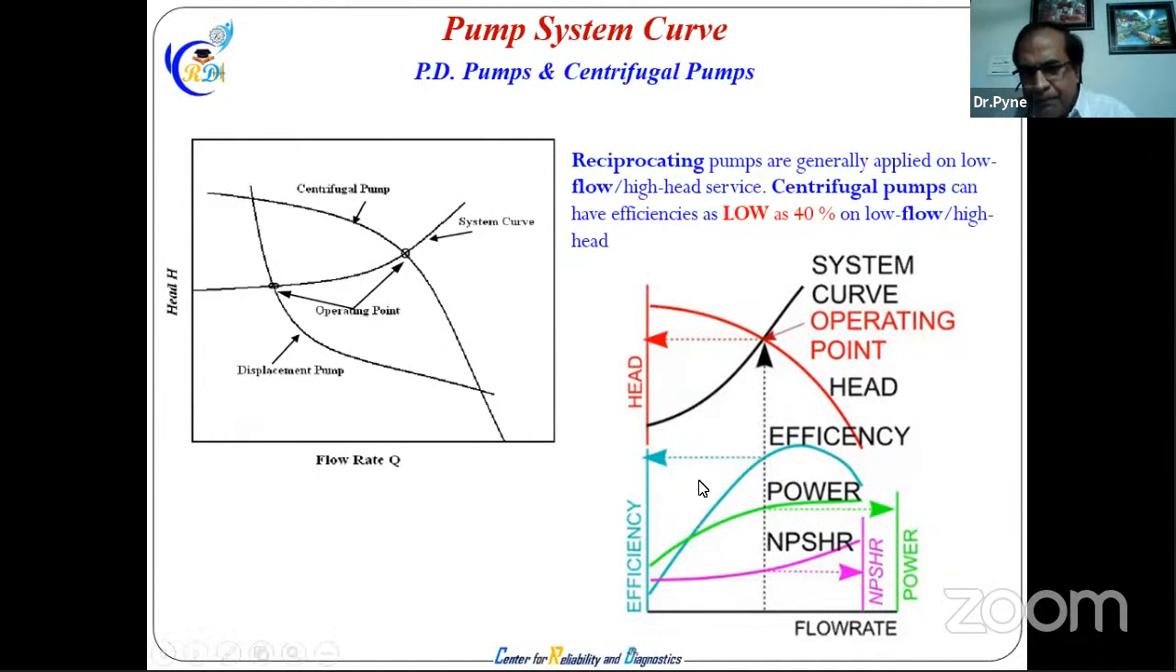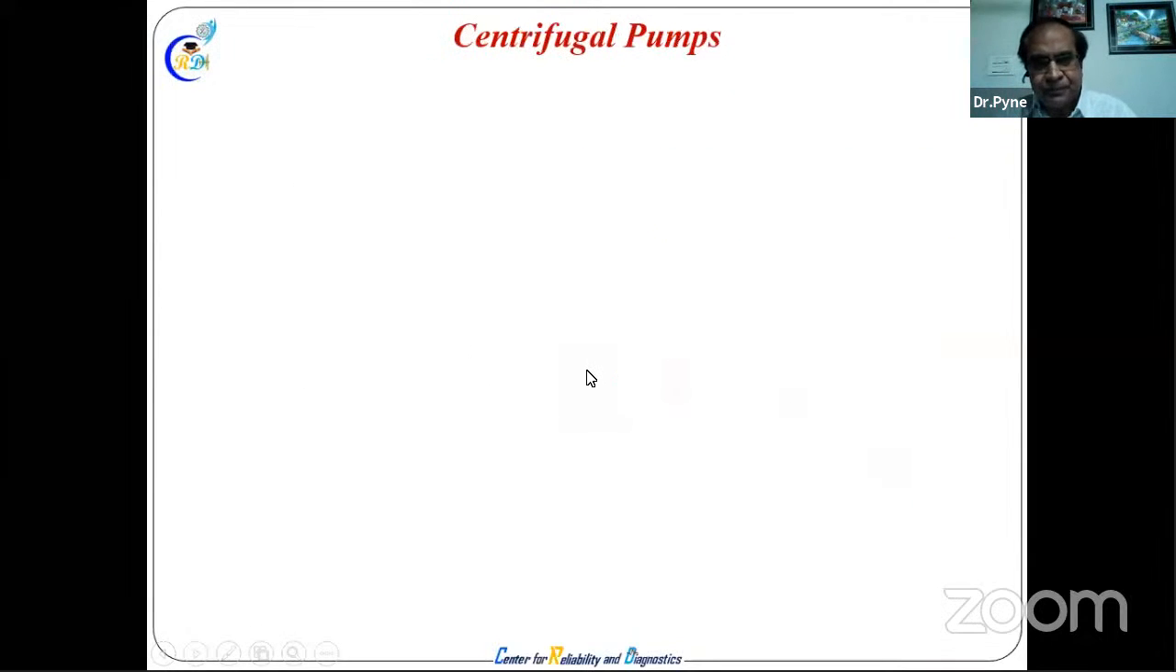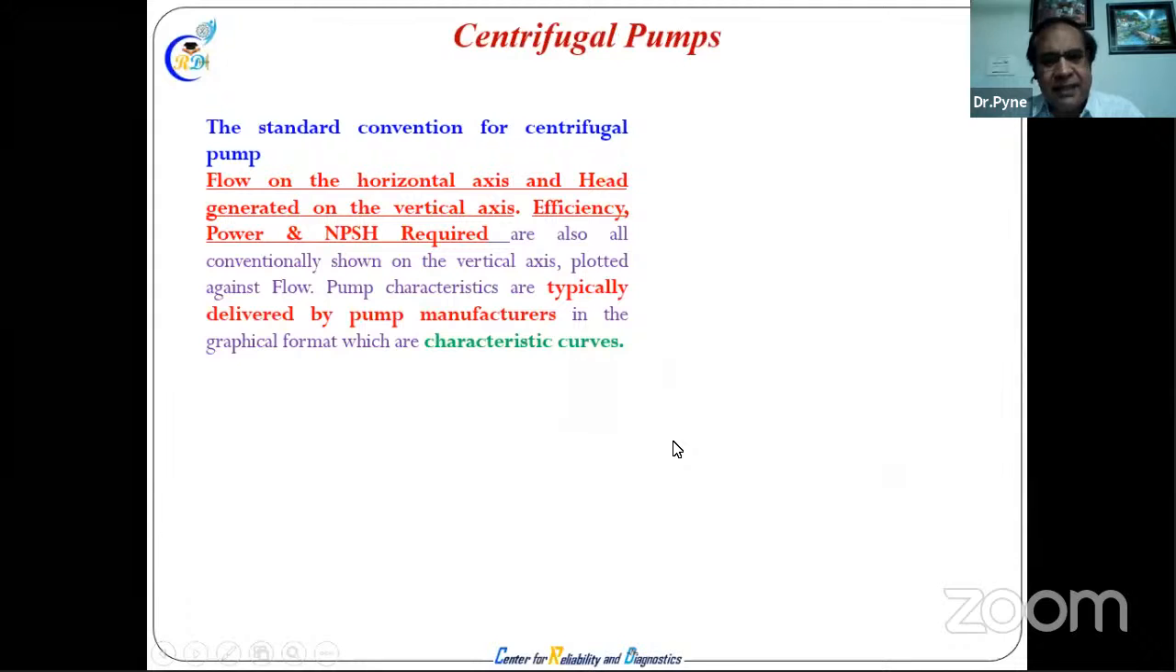So here you can see the efficiency point, the best efficiency point, somewhere where the HQ curve meets the system curve. This is head and this side is Q. HQ curve meeting the system curve is the best efficiency point. So in detail, things are given here.